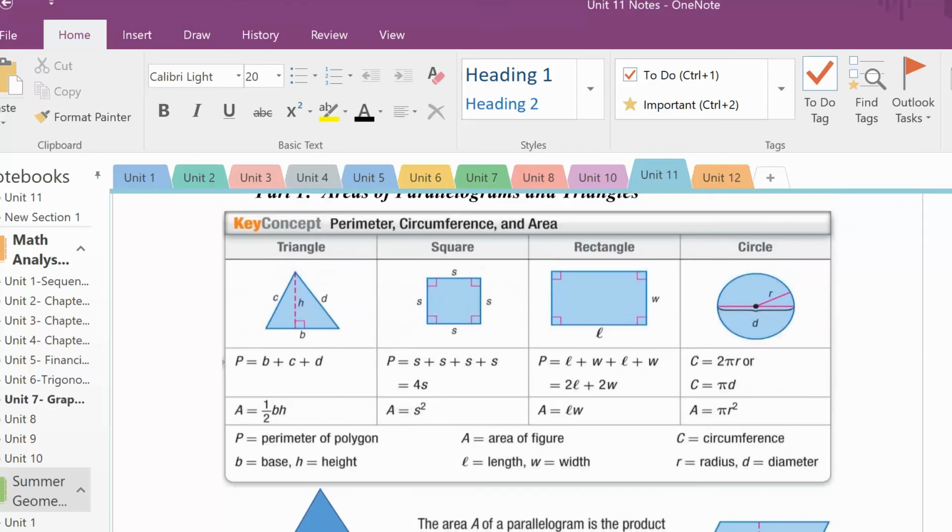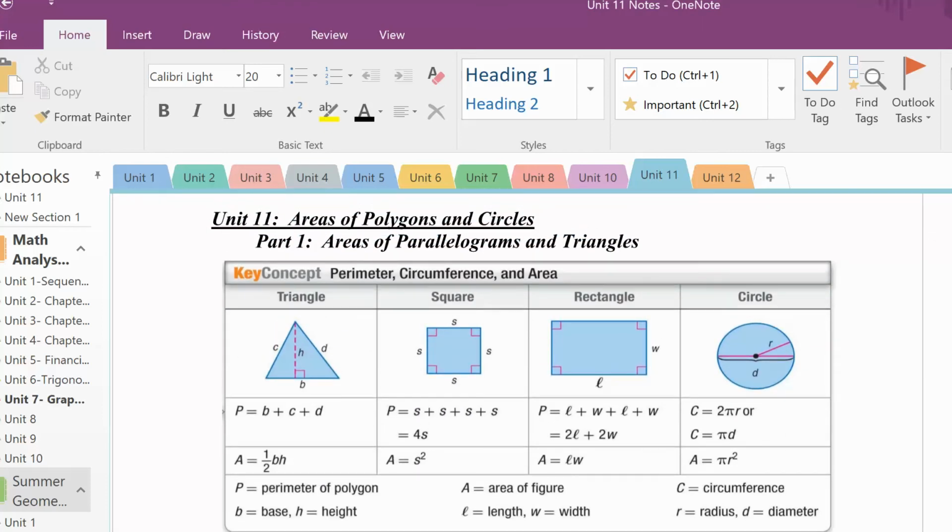And there's two parallelograms and a triangle and a circle in here. So basically, the area of a triangle, as you all know, is 1/2 base times height. The area of a square is a side squared. The area of a rectangle is length times width. And the area of a circle is pi r squared. We've talked about circumference, 2 pi r, or pi times diameter. And we've talked about perimeter, adding up all the sides.